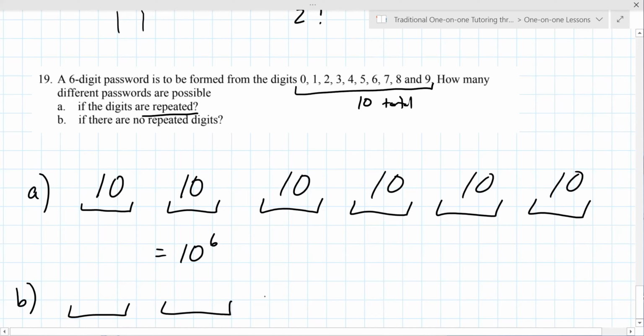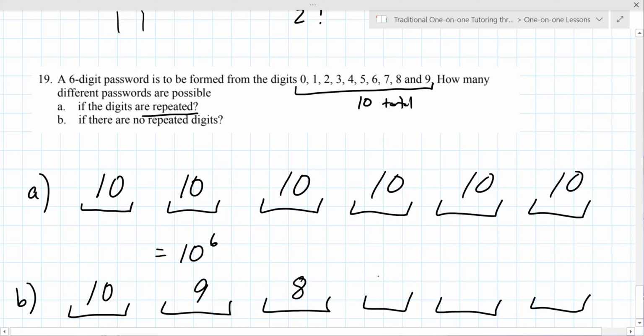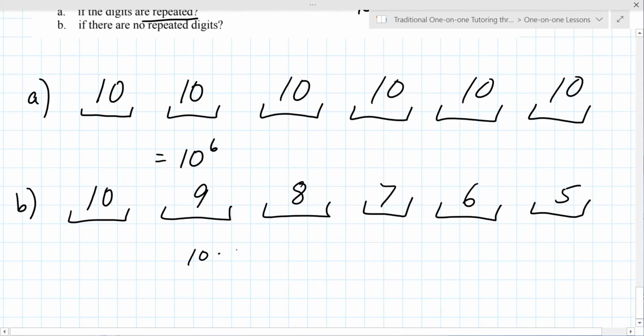For part B though, it's like pulling them out of a hat or out of a bag. So you got 10 to start, but you pull one out. How many are left over? 9. And then you do the same thing. This is what kind of leads into permutations. It kind of is a permutation, but I think this is clearer as a bucket problem: you fill in the numbers and then multiply. So this is 10 times 9 times 8 times 7 times 6 times 5, whatever that is.